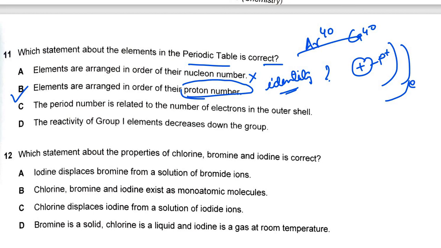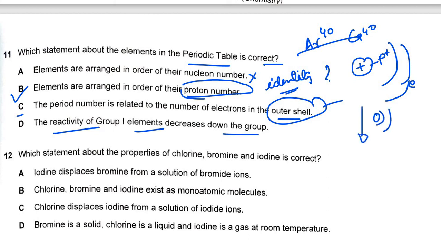Let's see the other options as well, because you can think of multiple questions from one question. The period number is related to the number of electrons in the outer shell. Is it correct? No. Outer shell electrons give you the group number, not the period number. The reactivity of the element decreases down the group. Does it decrease? No, it increases. Why? Because the number of shells increases and the electron feels a weaker force of attraction from the nucleus, so it increases. So this is also gone. So only option number B.